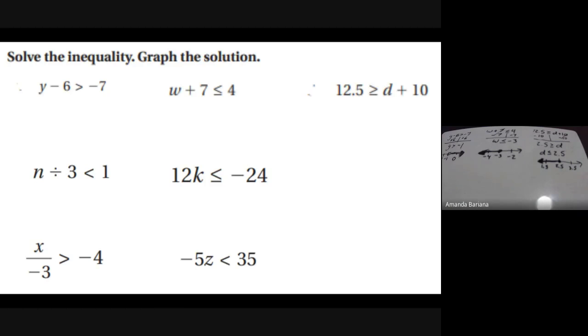Are we good with adding and subtracting? All right, let's move on to multiplying and dividing. Did everybody get a chance to look at those notes already for today? If you didn't, that's all right.